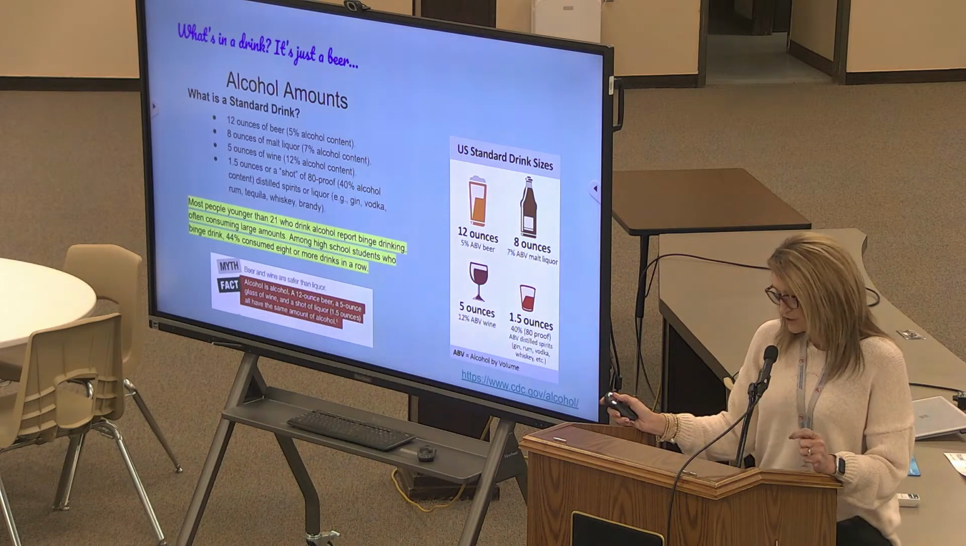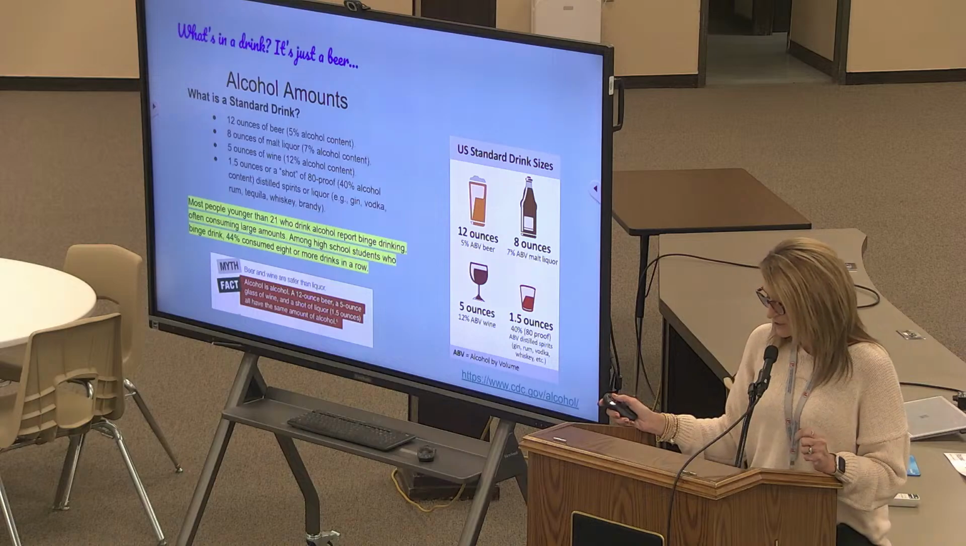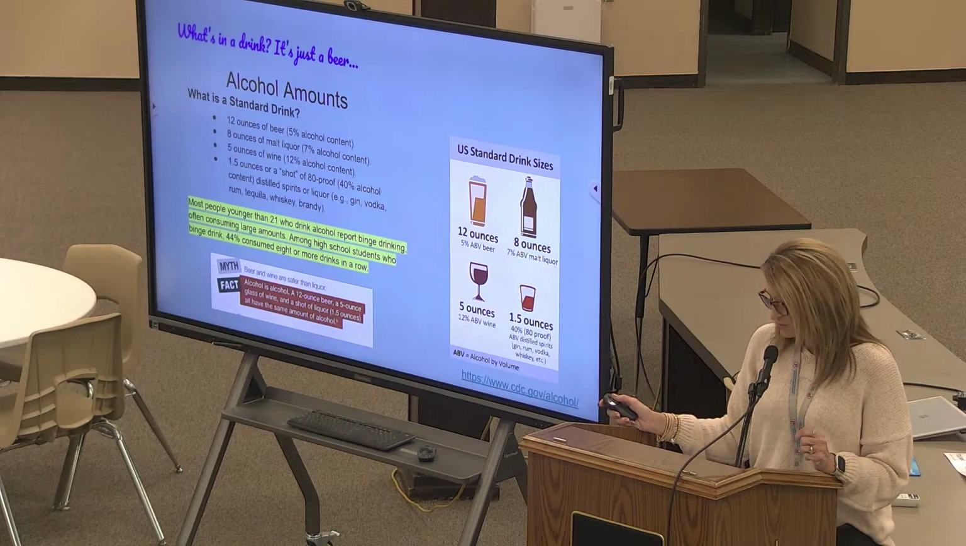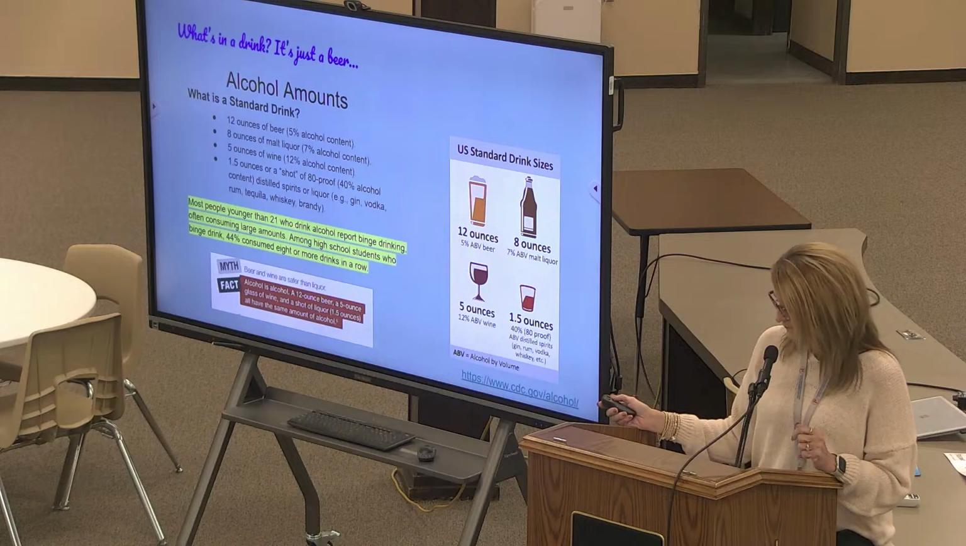Most people younger than 21 who drink alcohol report binge drinking, often consuming large amounts. Among high school students who binge drink, 44% consumed 8 or more drinks in a row.